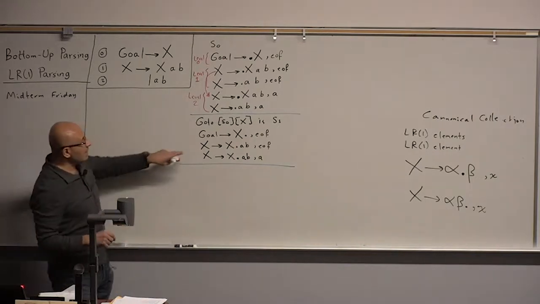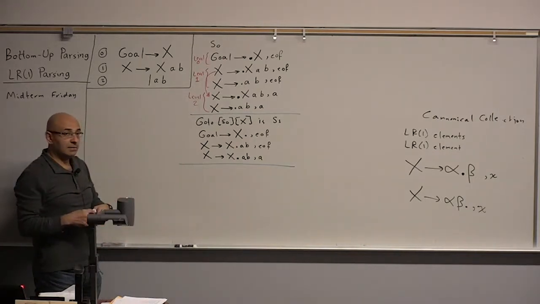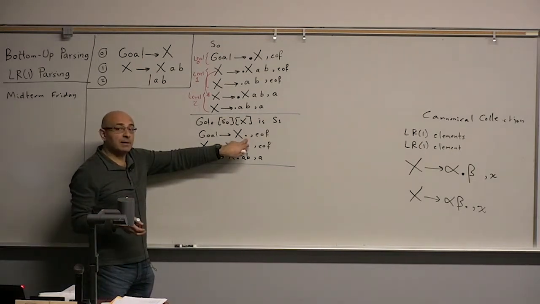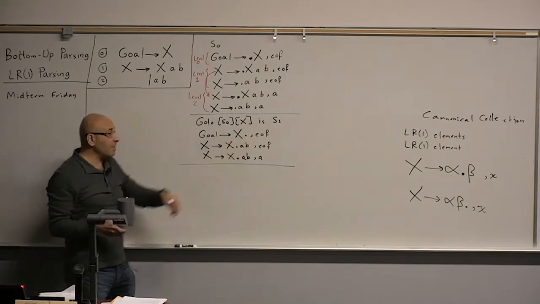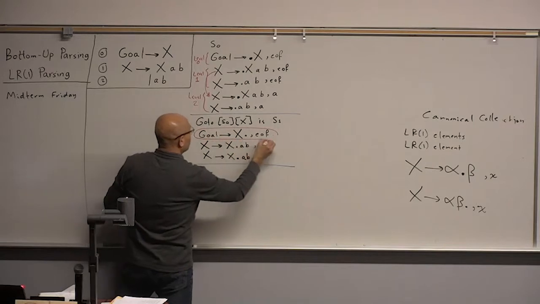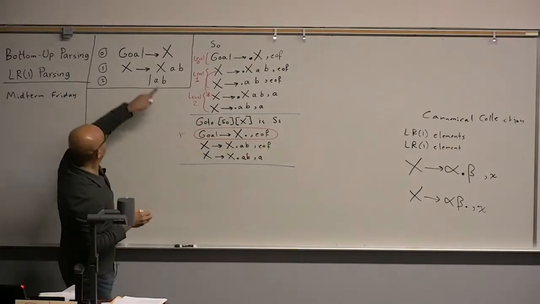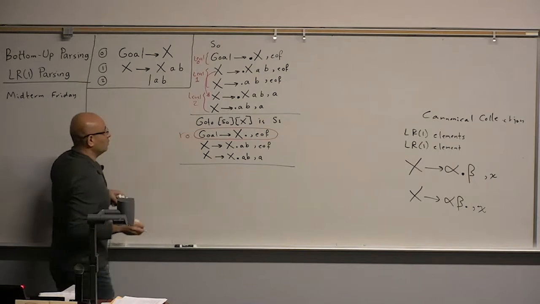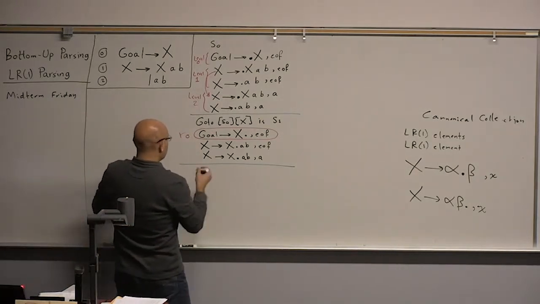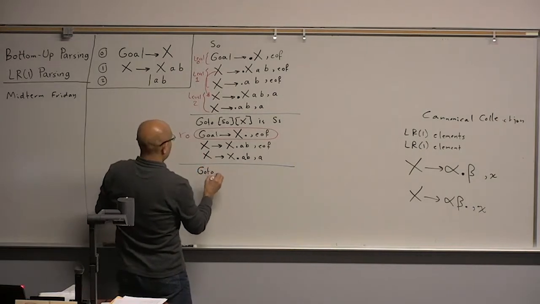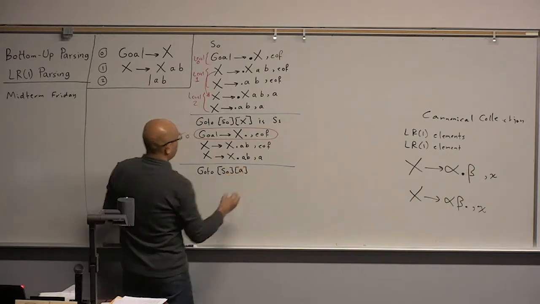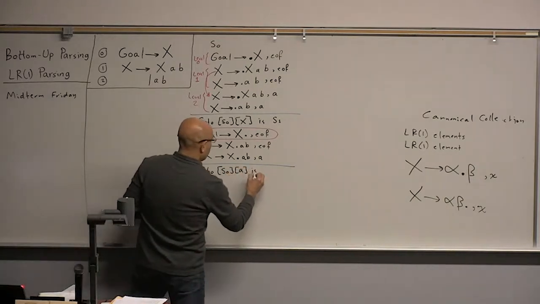Now, do we have any reductions in this state? Goal. Yeah, goal, because this reached the end. So whenever the placeholder reaches the end, we have a possible reduction. So this is a reduction by rule number 0. Reduce by rule number 0. Now let's look at go to of S0 and A, the transition on an A that leads to S2.